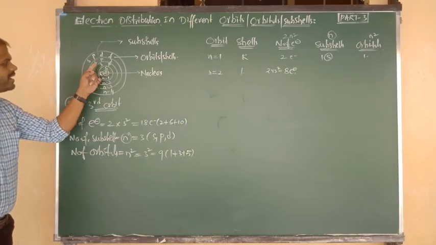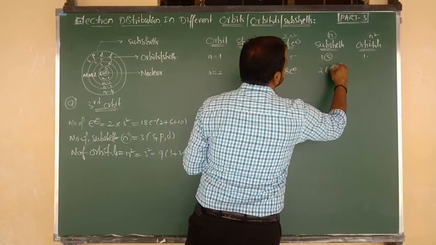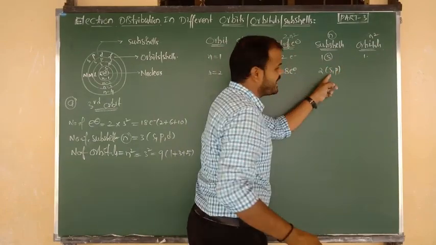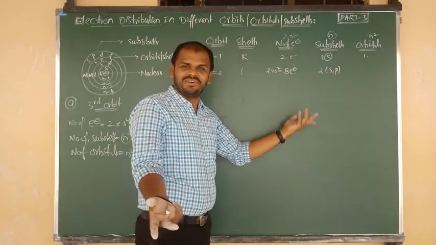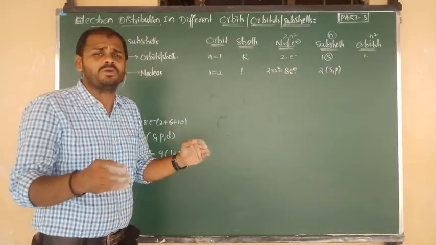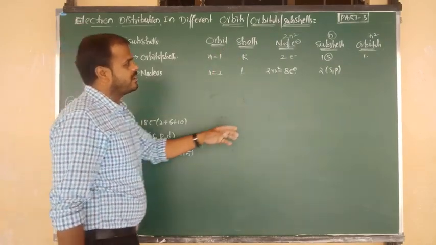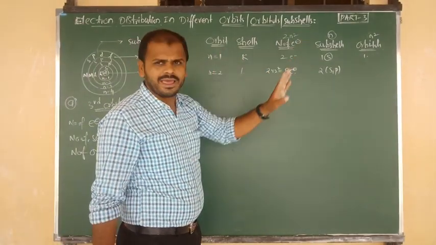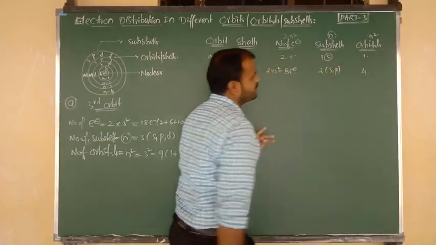So how are those 8 electrons present in the second orbit? In the second orbit, two subshells are there, S and P. S contains a maximum of 2 electrons, P contains a maximum of 6 electrons, total equal to 8. Either way you will get the answer. And how many orbitals are there? The orbitals formula is n square, here 2 square, which is 4.